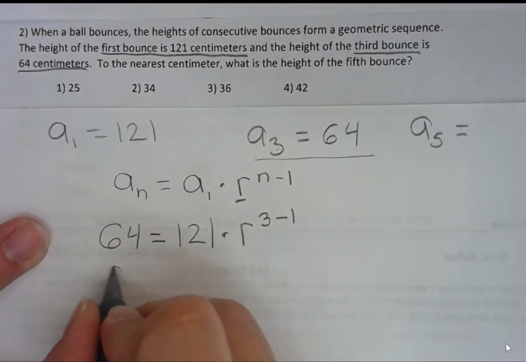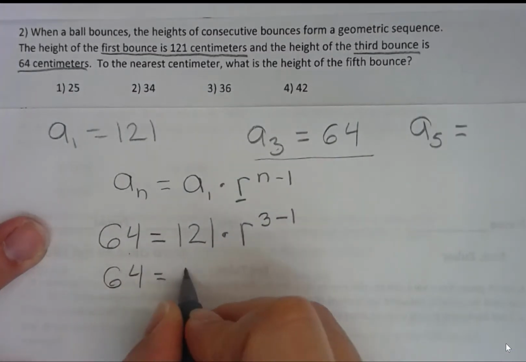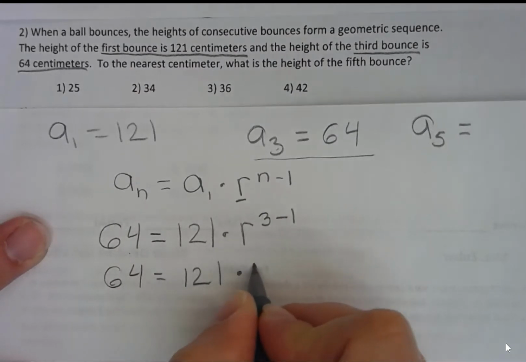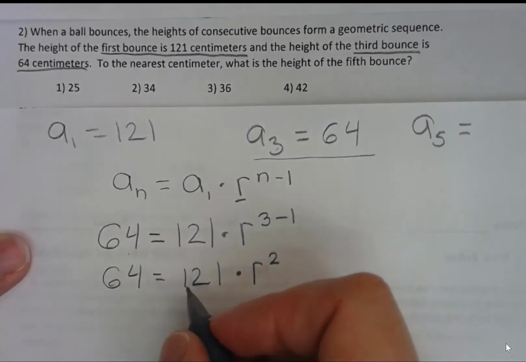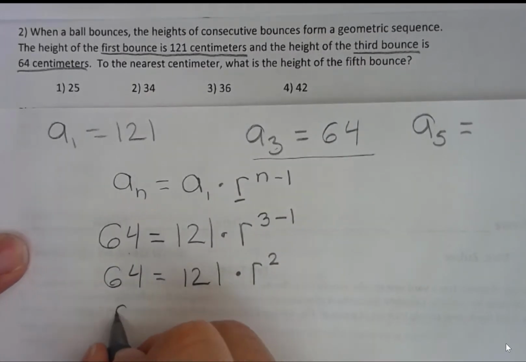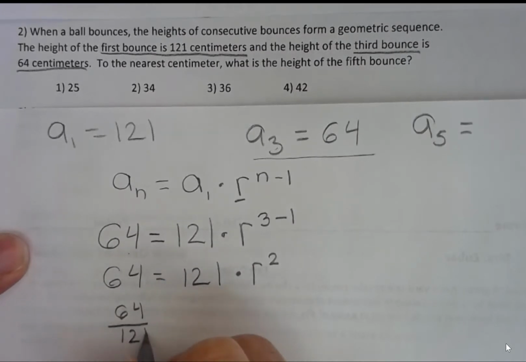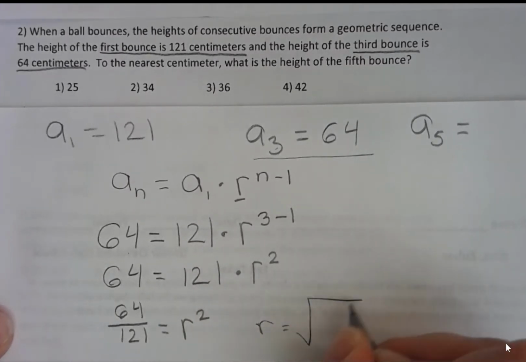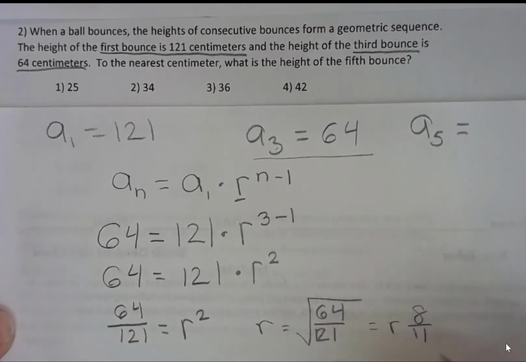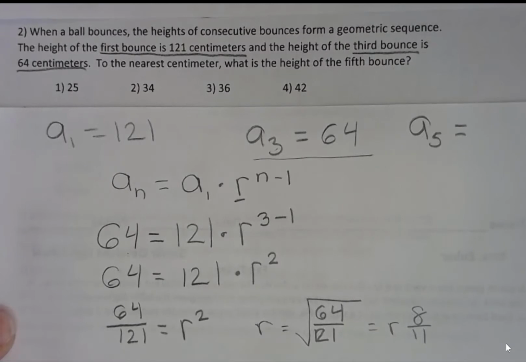So I now have that 64 is equal to 121 times r squared. I can divide both sides by 121, and I would have 64 divided by 121 is equal to r squared. If I wanted to find the value of r, I could take the square root of 64 over 121. And that would make r equal to 8/11. Okay, so now I found r.